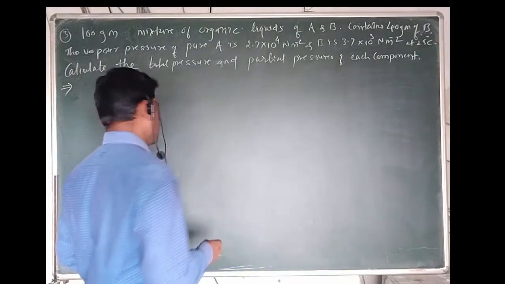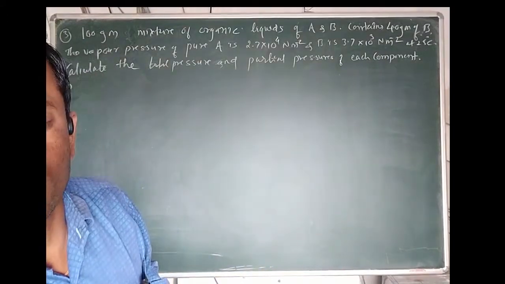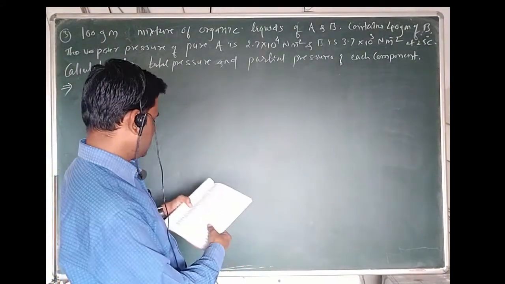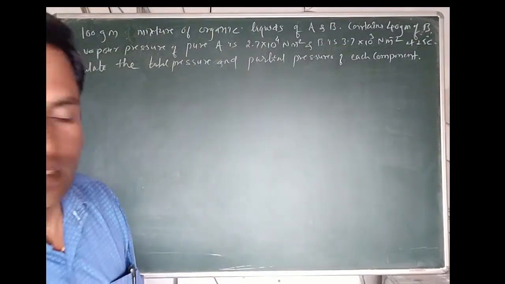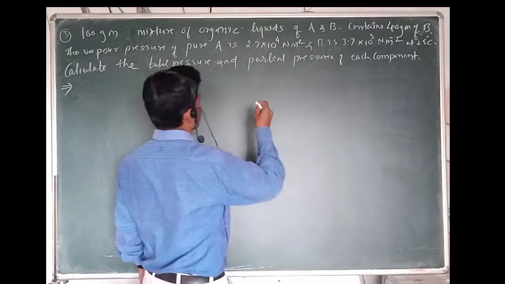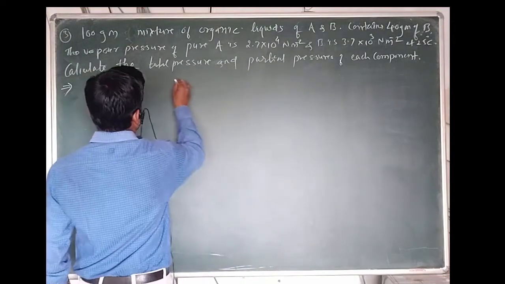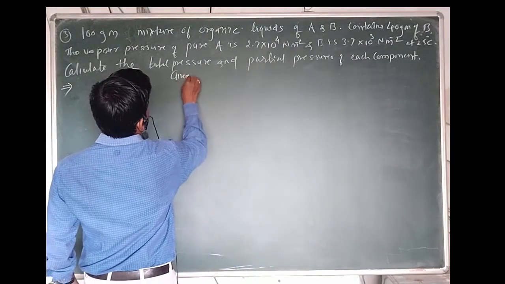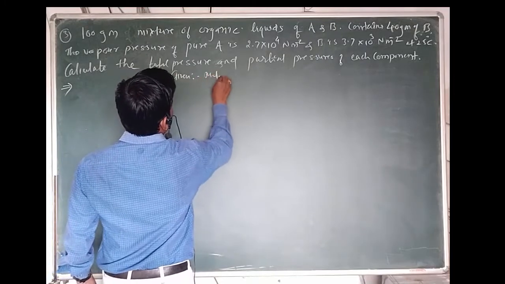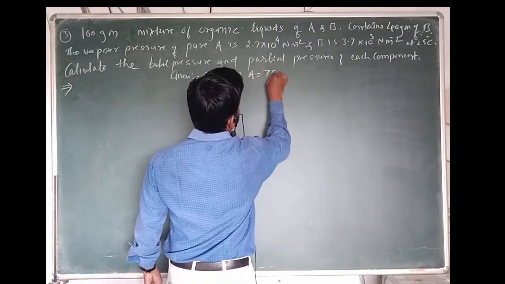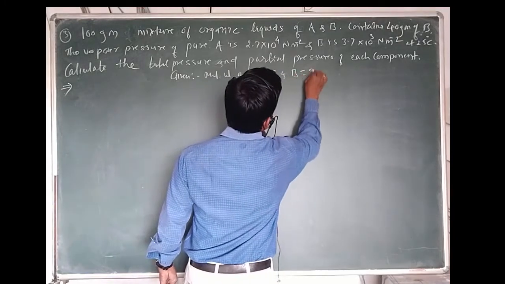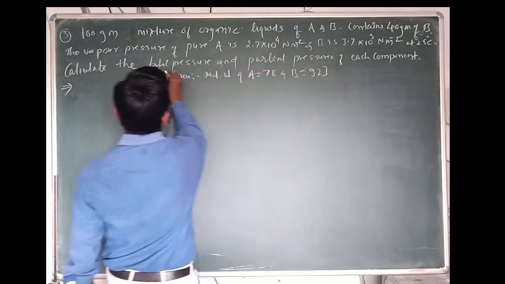One more thing is given: the molecular weights of both A and B. Yes, the molecular weight of A is 78 and B is 92. So the given data is: molecular weight of A equal to 78 and B equal to 92. So these are the given values.